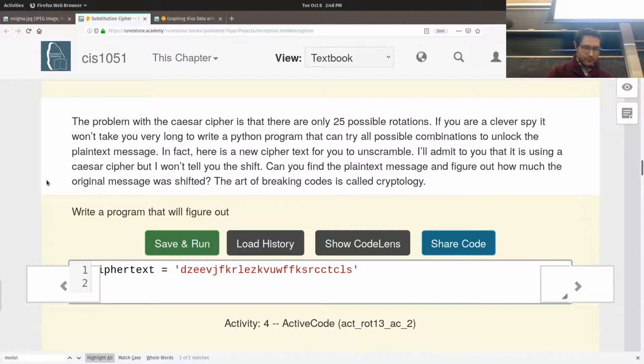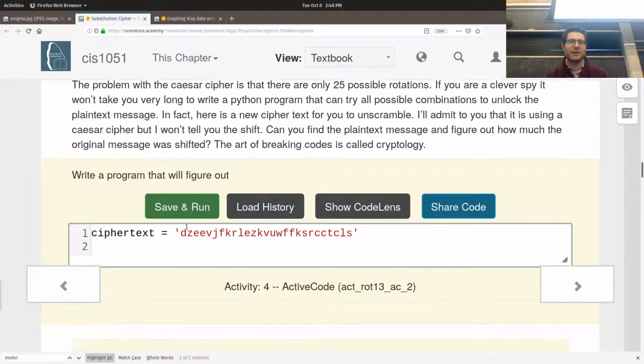So let's go ahead and put this to practice. So the problem with the Caesar cipher, as I was mentioning, is there's only 25 possible rotations because the 26th rotation brings you all the way back to A. The 27th rotation is the same as the first rotation, right? Moving forward one letter is moving A to B. Moving forward 27 letters, 26 of them bring you back to A, and one more after that brings you to B, right? Makes sense? That's what modular arithmetic is.